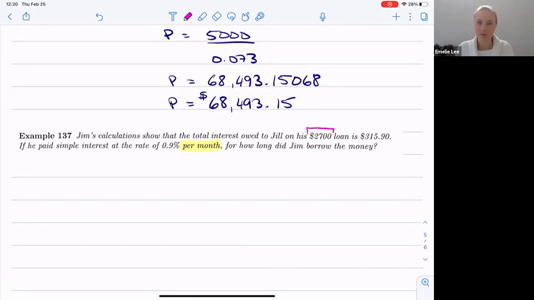loans and investments behave the same way. Whether you're depositing money, that's basically the bank borrowing money from you and paying you interest, or you borrow money from the bank and you pay them interest, right? It's the same thing. So P is going to be $2,700.